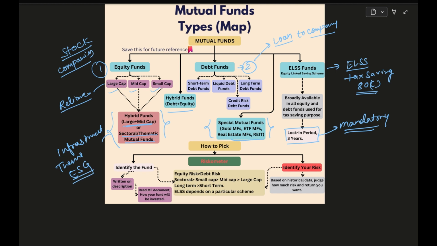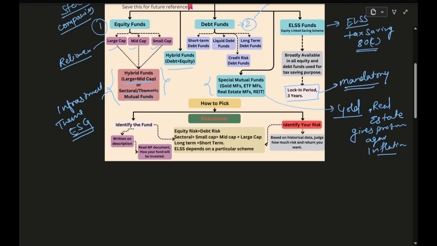Now let's look at special mutual funds. What are special mutual funds? Special mutual funds invest your funds in schemes such as gold or real estate, which give protection against inflation. Now let's look at some examples of these funds.